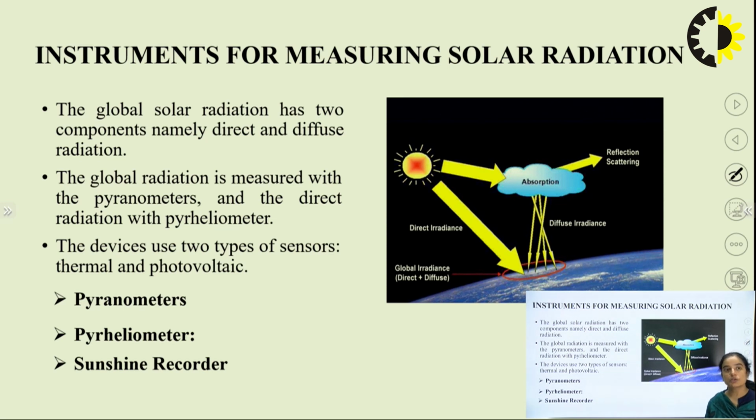Okay, so the global solar radiation has two components, direct and diffuse. Global radiation is measured with the pyranometer, and direct radiation is measured with the pyrheliometer. These devices use two types of sensor, thermal and photovoltaic sensors.